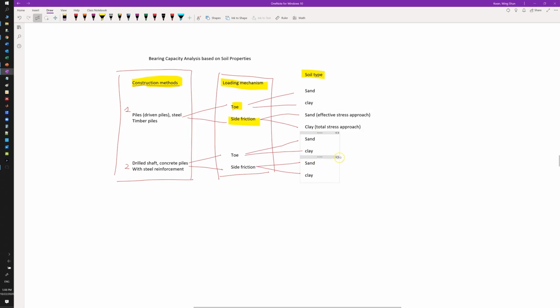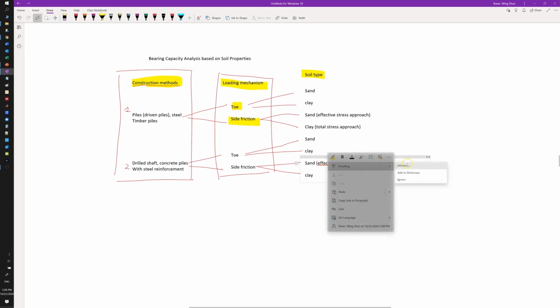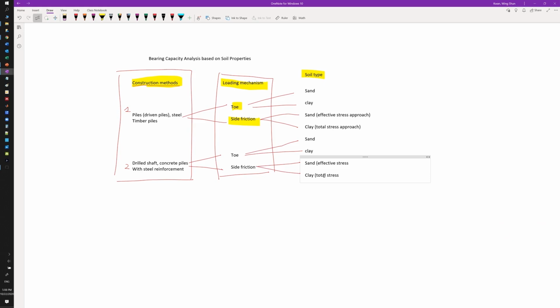Same as the side friction that we work on. Sand again, we oftentimes use the effective stress approach, and for the clay we use the total stress, because during the construction time, when you're driving the piles or pre-drilling the piles, during that period of time, whether you have enough drainage time for the excess pore pressure to be dissipated, that makes the difference. Should we use effective stress or total stress analysis? And we will come back to the details for each of the scenarios. But for the effective stress analysis, we used to use the alpha method. We will talk about what the alpha method is later.